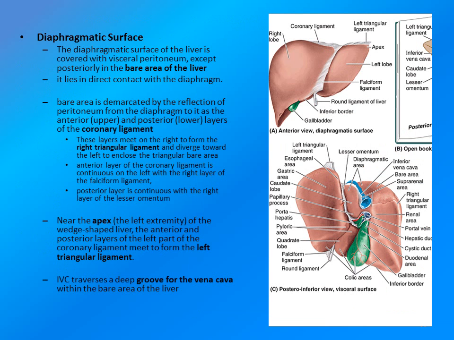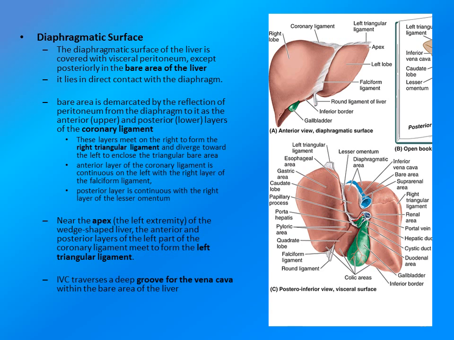Again, the diaphragmatic surface of the liver is smooth and rounded up. It projects into the right dome of the diaphragm. It constitutes the bare area of the liver in part. The bare area is demarcated by reflections of the peritoneum from the diaphragm to its anterior superior and posterior or lower layers of the coronary ligament. Here's the coronary ligament.